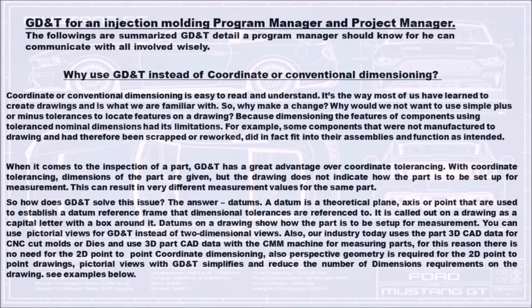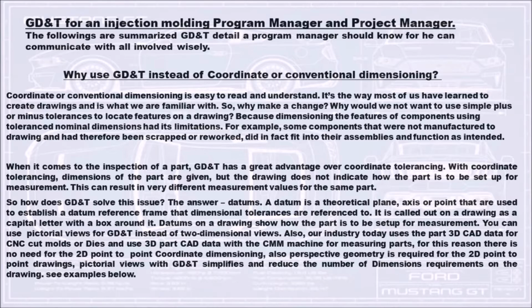Coordinate or conventional dimensioning is easy to read and understand. It's the way most of us have learned to create drawings and is what we are familiar with. So, why make a change? Why would we not want to use simple plus or minus tolerances to locate features on a drawing?